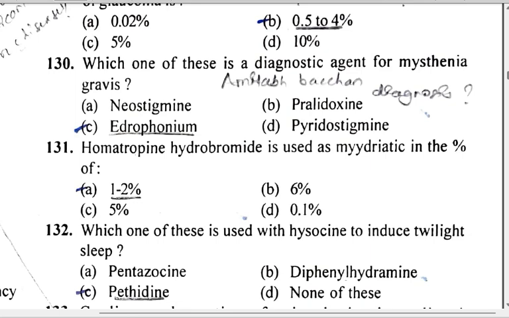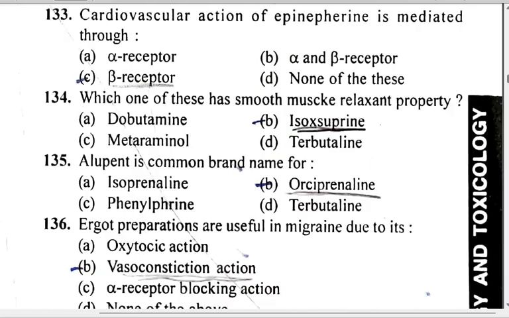Which one of these is a diagnostic agent for myasthenia gravis, that is edrophonium? Homatropine hydrobromide is used as mydriatic in the percentage of 1 to 2. Which one of these is used with hyoscine to induce twilight sleep, that is pethidine? Cardiovascular action of epinephrine is mediated through beta receptor. Which one of these has smooth muscle relaxant property? That is isoprenaline. Elupent is common brand name for orciprenaline. Ergot preparations are useful in migraine due to its vasoconstriction action.